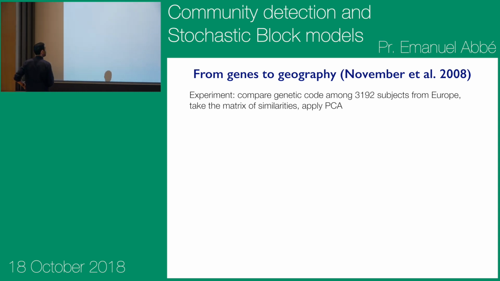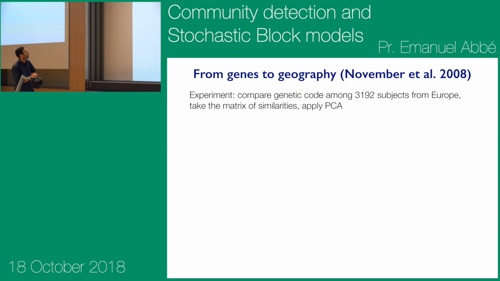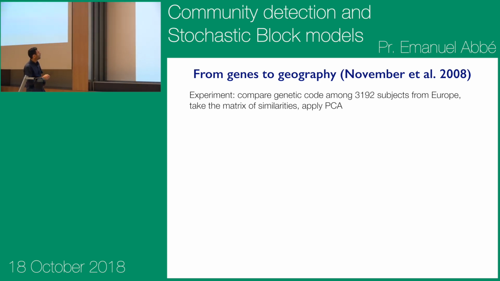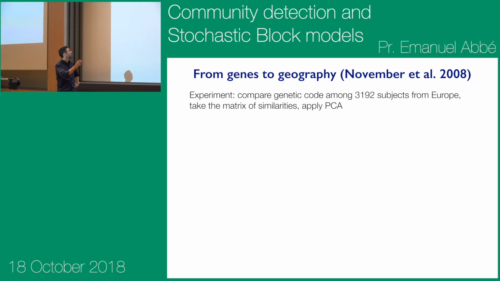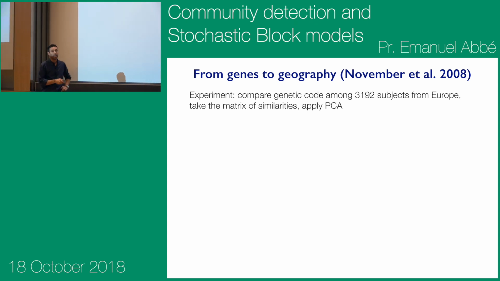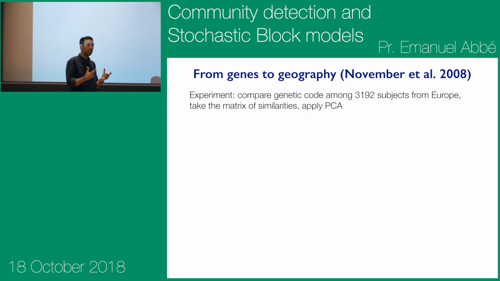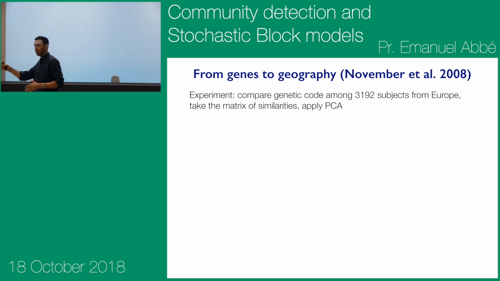That's something that you may have heard. It came up much more recently, in '08. I forgot if it's Science or Nature. And what the people did in this experiment is they took, again, a bunch of people, 3,192 people. This time it's a bit more elaborate. They compared their genetic code. I forgot the details on how they compared it, but they came up with a measure of how similar the genetic code of person I and J are.